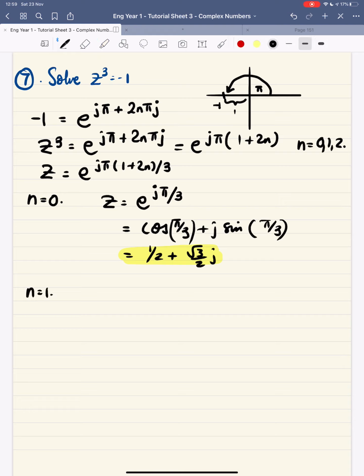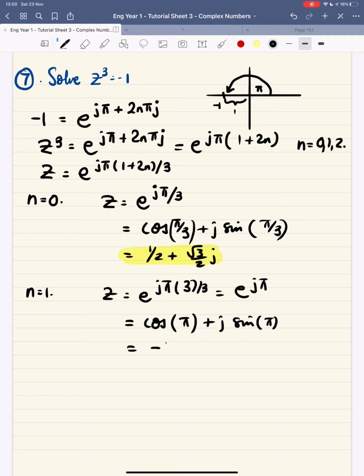N equals 1. We get z is equal to e to the j pi. And if n is equal to 1, so 1 plus 2 times 1, that's 3. So we get that, and we've got to divide by 3. So it's e to the j pi 3 divided by 3, which is e to the j pi. So this is going to be cos pi plus j sine pi. Cos of pi is minus 1. Sine pi is 0. Call that Z0. Call that Z1.